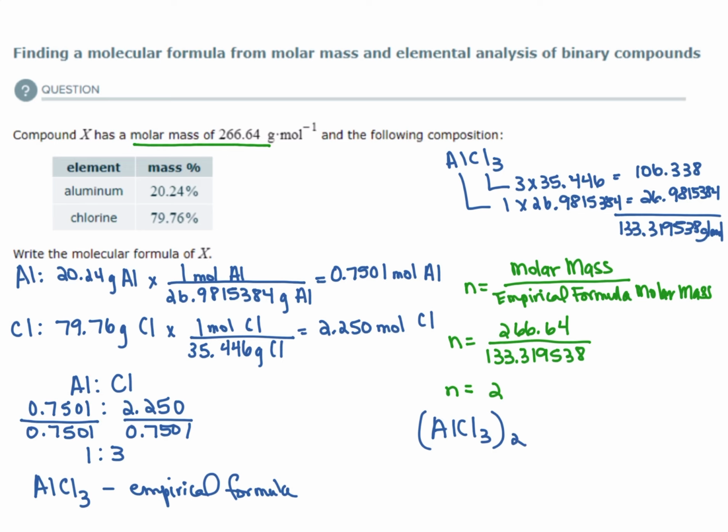So our molecular formula is going to be Al2Cl6. Let's take a look at another example.